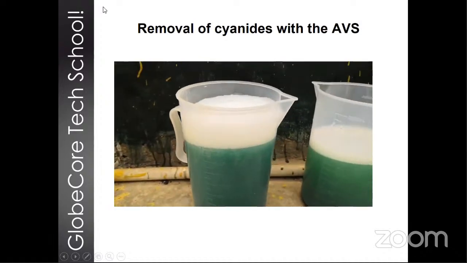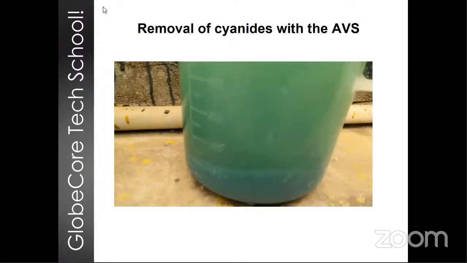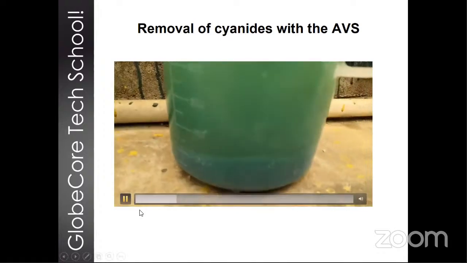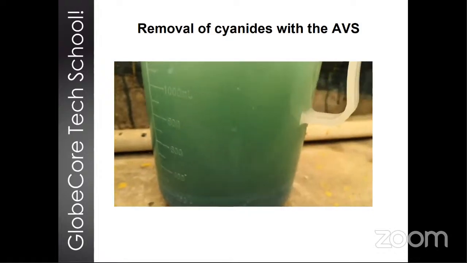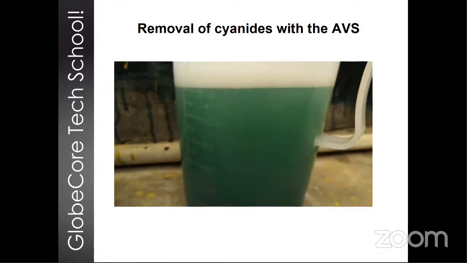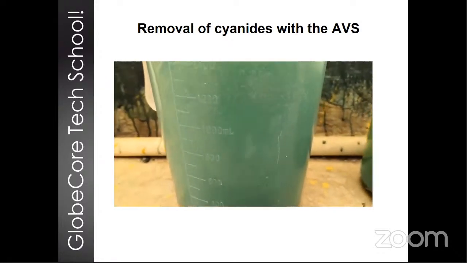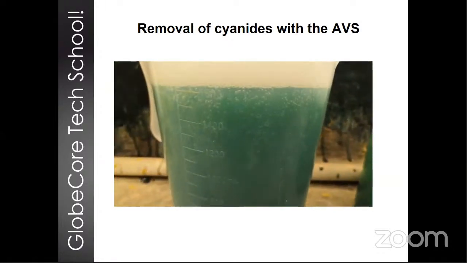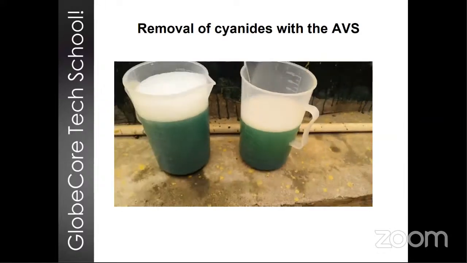Here you will see a visual representation of how we get rid of the cyanides after the AVS treatment. On the right here, you will see the precipitation process takes quite a bit shorter than what you have in the traditional method. So on the left is a sample after AVS treatment, and on the right is a sample after a traditional agitator process.